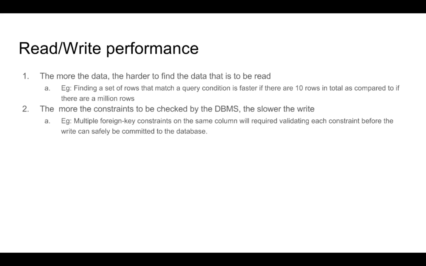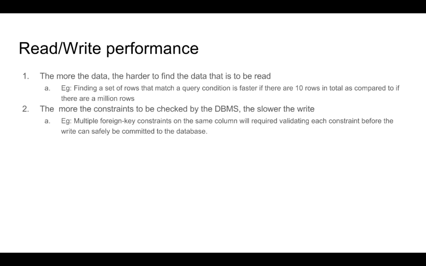The more the amount of data that is stored in a database, the harder obviously it is to find that data. So for example, to find a set of rows out of a table that contains 10 rows in total is much faster than trying to find rows that match a particular condition if the entire table contains 1,000,000 rows.